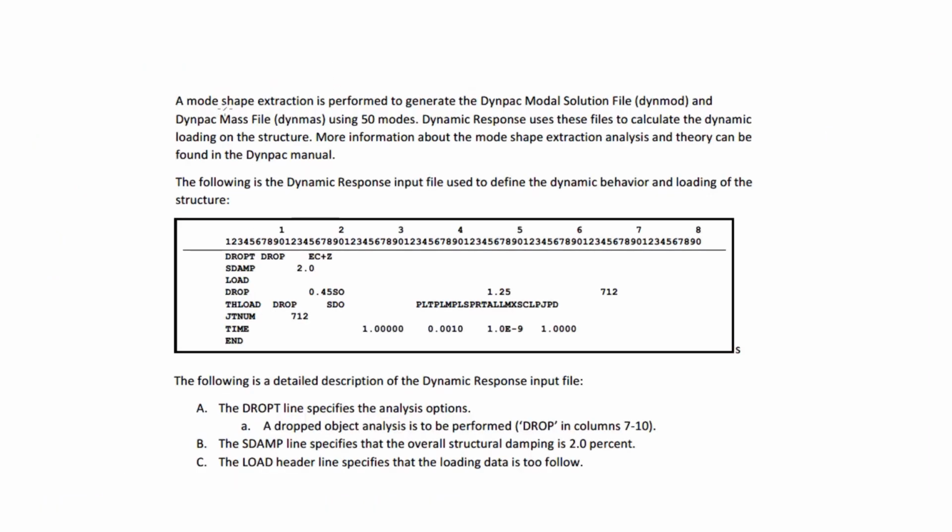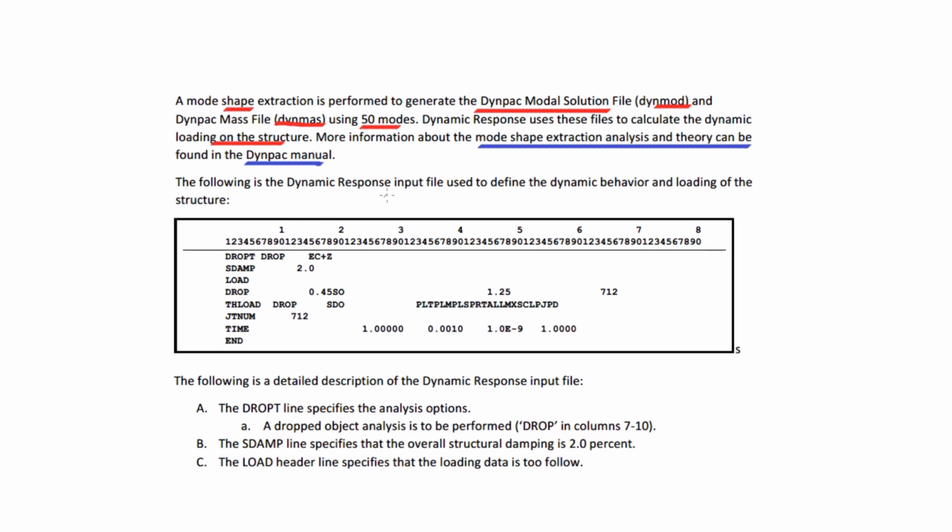Here we can see mode shape extraction. That first step we have performed is to generate the dynamic mode solution files, that is dynmod and dynamos. These two are the dynamic mode solution files using 50 modes. The dynamic response uses these files to calculate the dynamic loading on the structure. More information about the mode shape extraction theory can be found in the DynPack manual. DynPack is the separate module where we can see all this mode extraction analysis and theory.